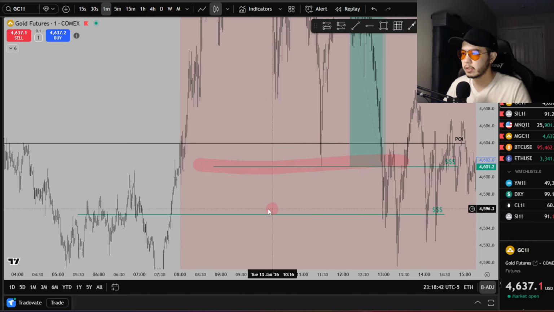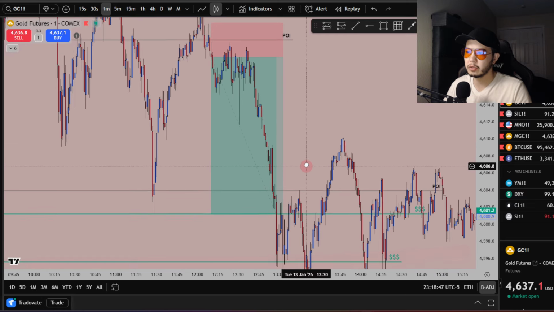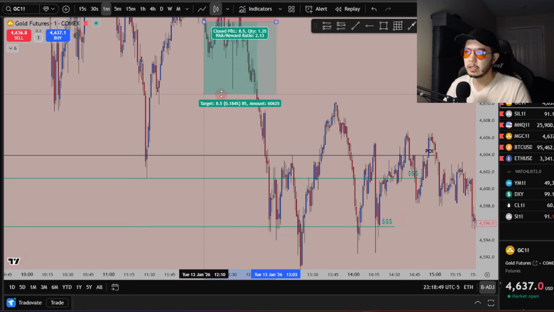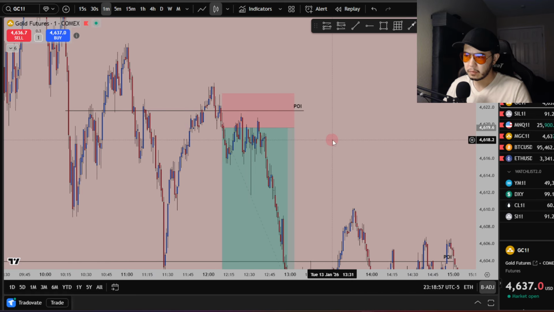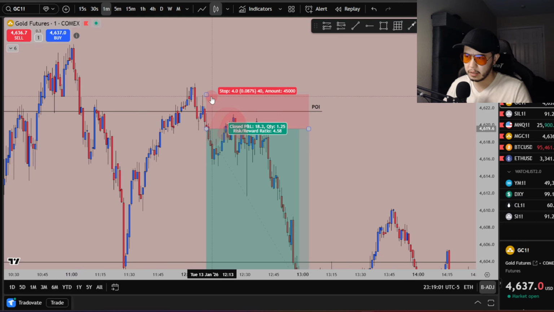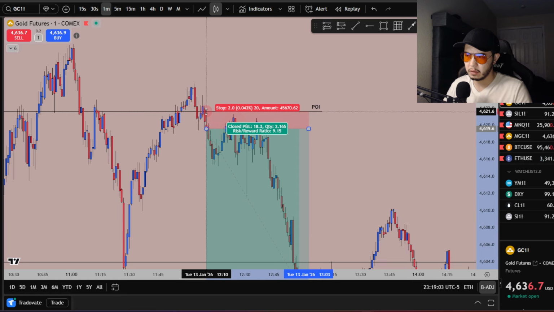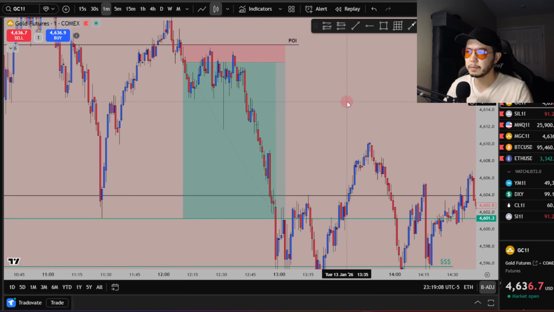So my first target was here. My second target was here, which as you can see, all targets were hit. But I was in this trade for almost an hour. That's why I was just happy to take profit in here. And then after we made this new high, I just put my stop loss right here. That's why you saw my stop loss over there.